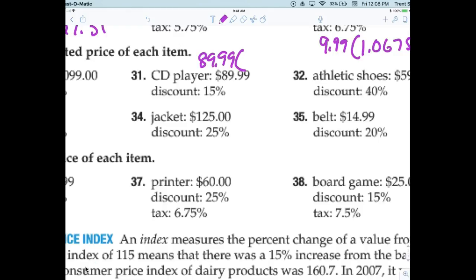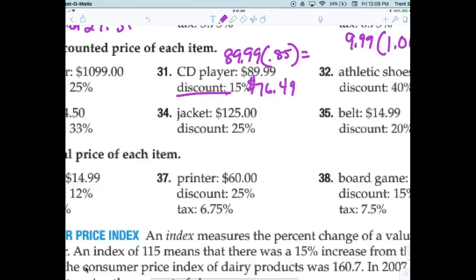Now listen to me, look right here, carefully. The discount. Yes. $89.99 times 0.85. Brilliant. Now I want the answer. Don't take our word for it. You should be doing it on your own. 76.49. Anybody get 76.49? All right, I'm happy.